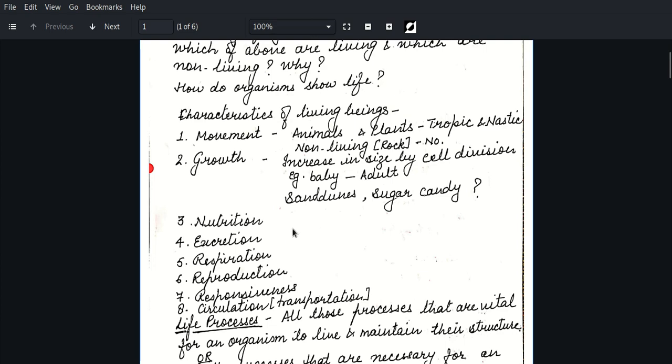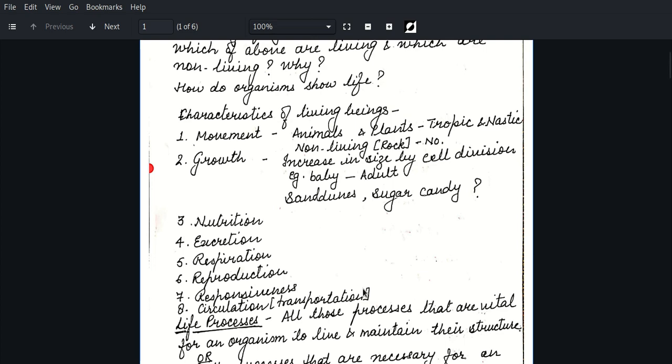Living organisms need food, and after digestion of food, waste is released. They respire. They also multiply, meaning they give birth to their young ones. They reproduce, and they respond to external stimuli. Transportation is also one of the important characteristics of living organisms: transfer of many substances in the body from one part to another. So all these characteristics make an organism living.